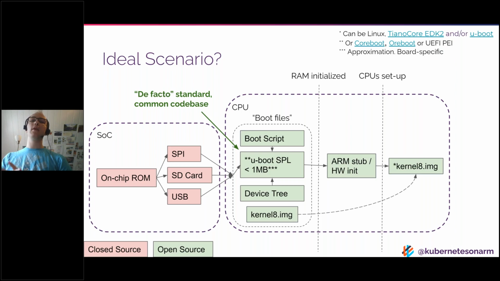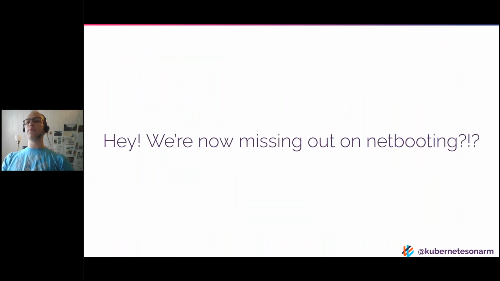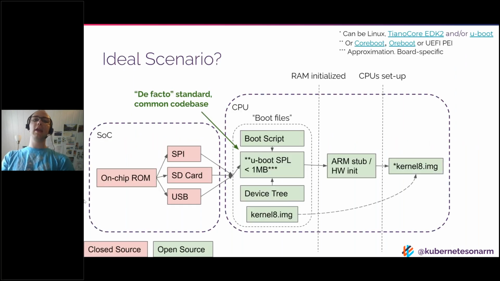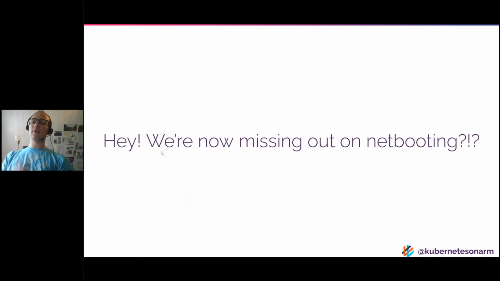And then we have U-boot, which is the de facto standard on ARM SBCs. Cool. But now the observant listener might see that we're missing out on net booting, actually, because there was a net boot option before using TFTP earlier, but that isn't part of this picture. But I'm gonna touch upon this a bit later.